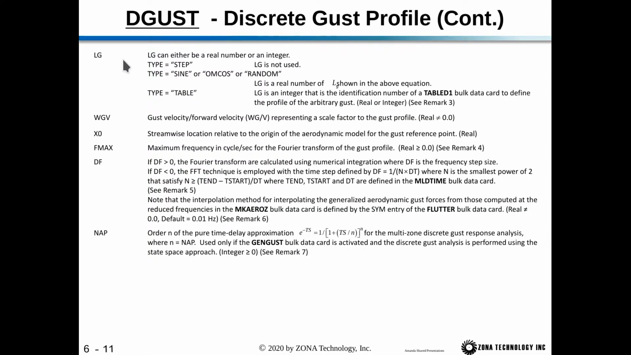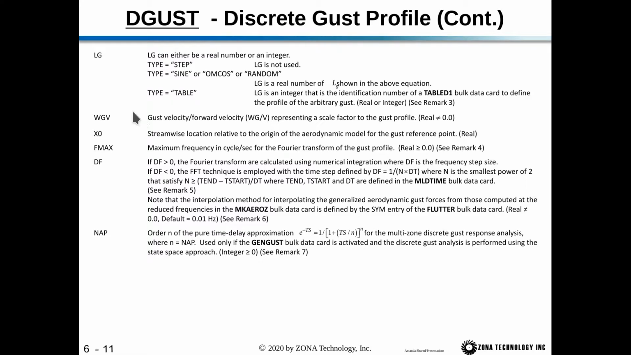Next, we have the Lg field. So for type step, Lg is not used. For sine, 1 minus cosine, and random, Lg is a real number, Lg, which is shown in the equation. And then for type table, Lg is an integer referring to the table D1 card for the user to define the arbitrary Gust profile.